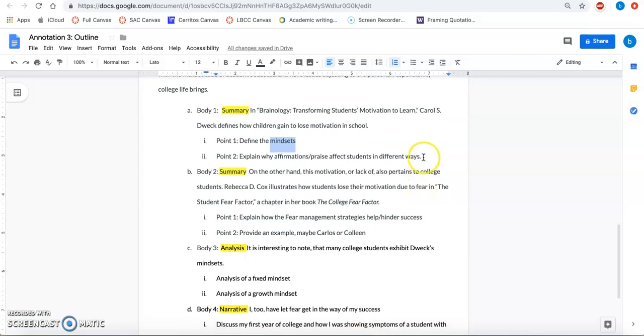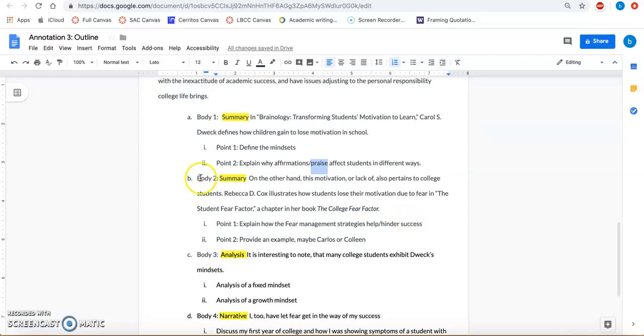The second point is how affirmations or praise affects students in different ways. This is also important to understand because it really highlights how children gain or lose motivation in school. So remember that your summaries don't have to be word for word how the author began and ended her study. It's more or less a summary of the main ideas or the important parts of her work that will help you develop your essay as a whole.